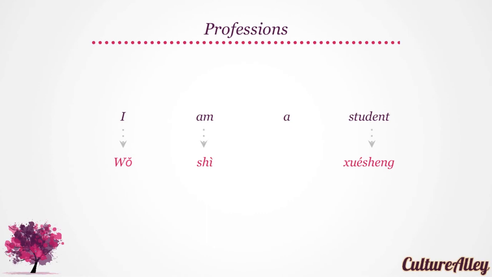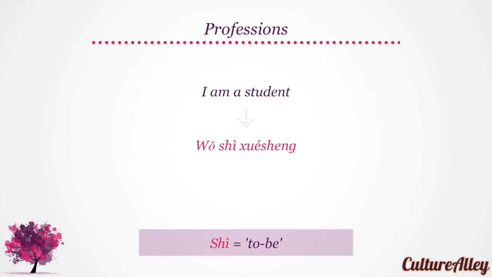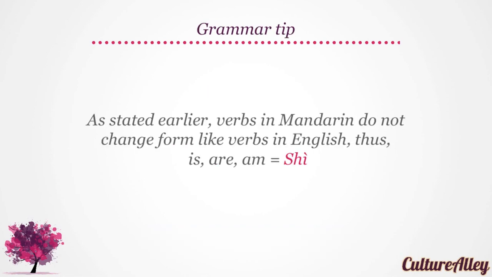I am a student. This is what we get through an individual breakup. I translates to 我, am is 是, and student becomes 学生. Thus, I am a student is translated as 我是学生. Good job! We hope you remember that verbs in Mandarin do not change form like verbs in English. Thus, is, are, and am are all translated as 是.